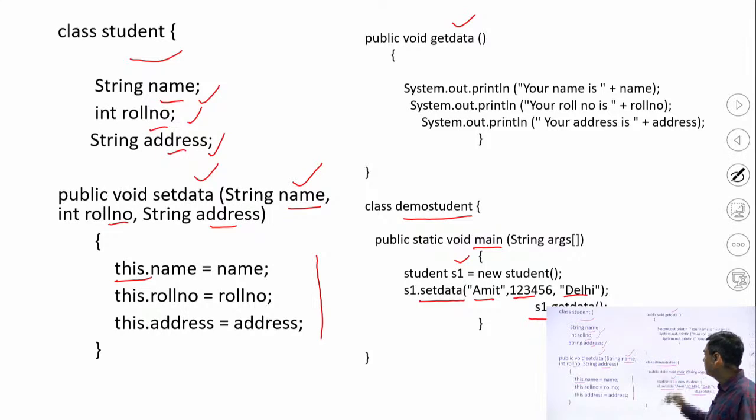So this is the example. When you run this example, it will display Amit, it will display the roll number and it will display the address here.